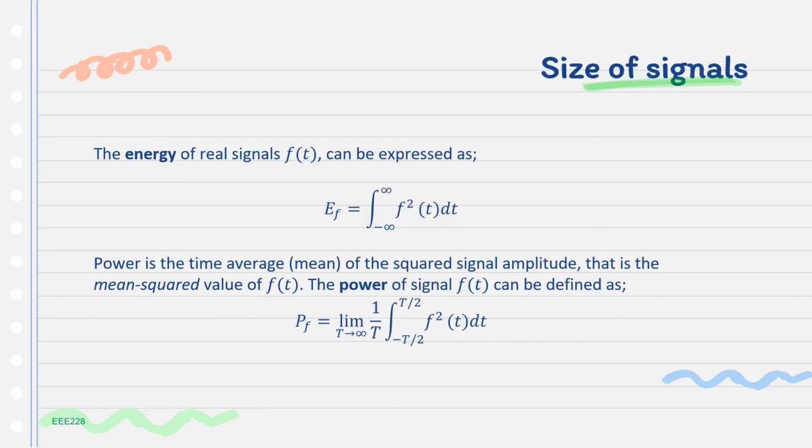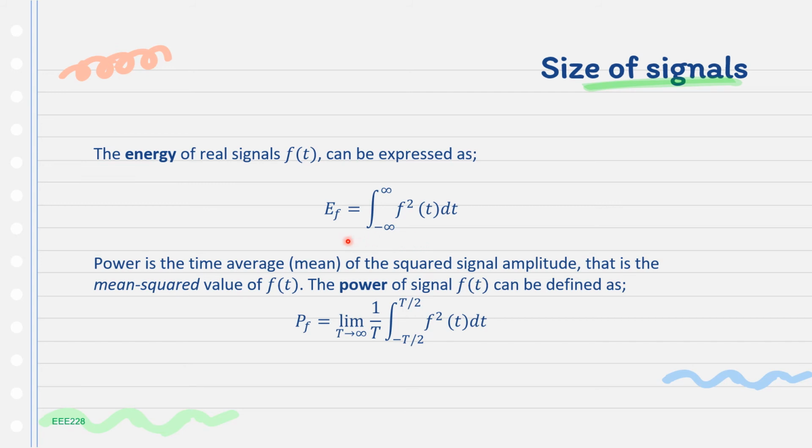How do we measure signals? How do we determine the size of signals? One way of determining the size of signals is by finding the energy of the signal. For real signals f(t), the energy is given by taking the integration from minus infinity to infinity of the square of the signal. If you look at this expression, it is actually the area under the graph, isn't it? So we can measure the size of a signal by finding the energy of the signal.